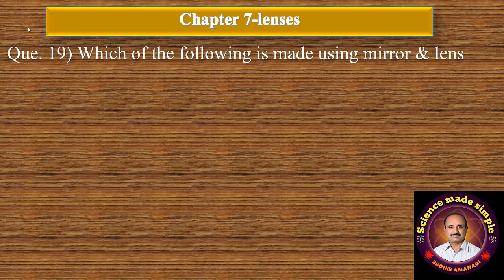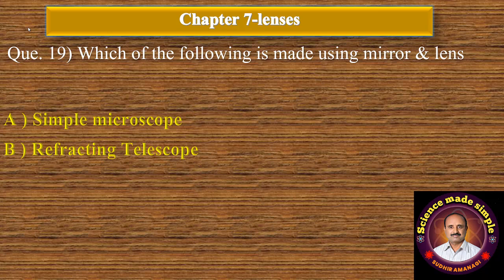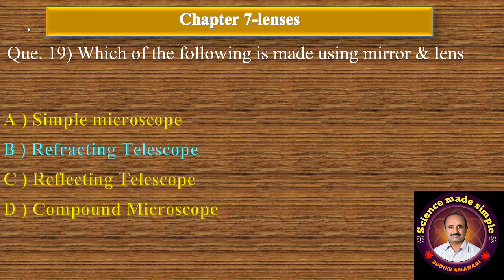Question number 19. Which of the following is made using mirror and lens? A option, simple microscope. B, refracting telescope. C, reflecting telescope. And D, compound microscope. Correct answer is option B, refracting telescope.